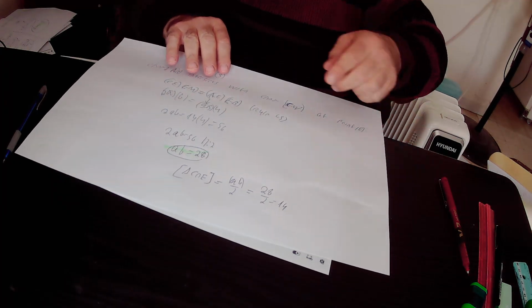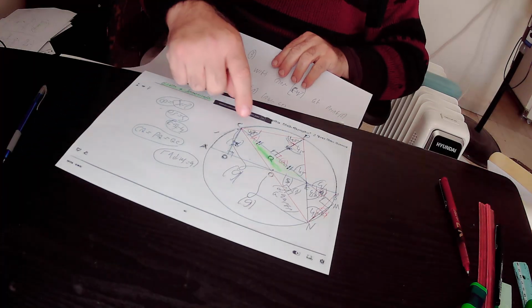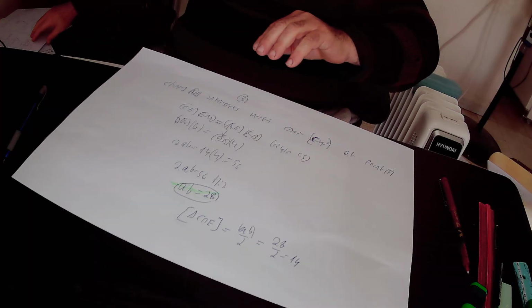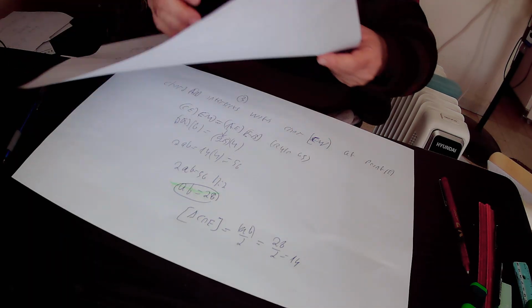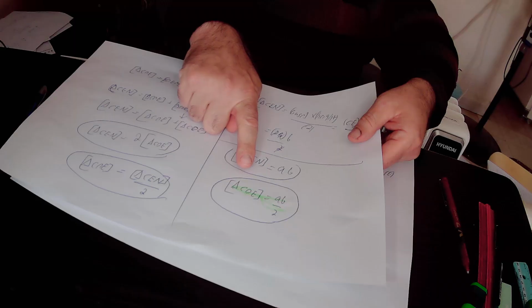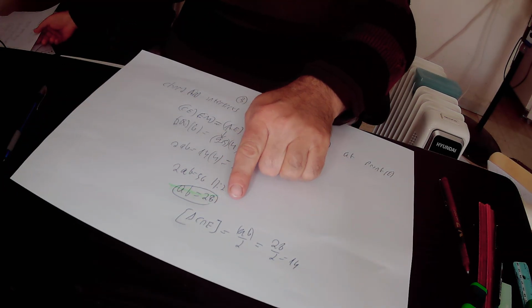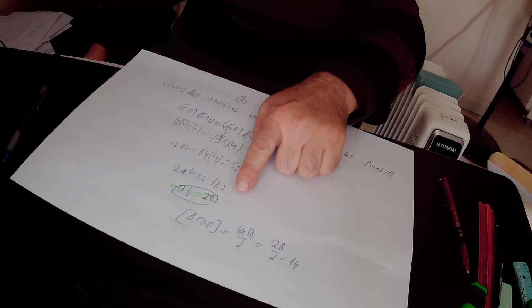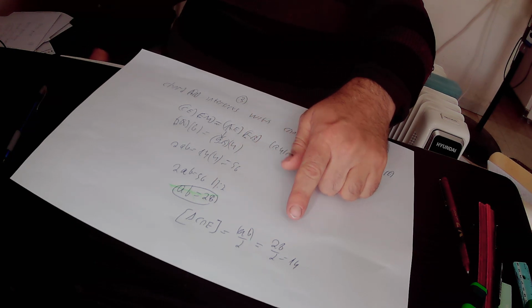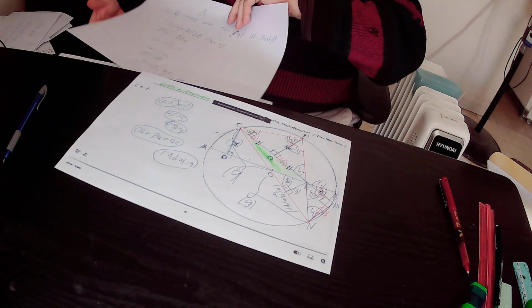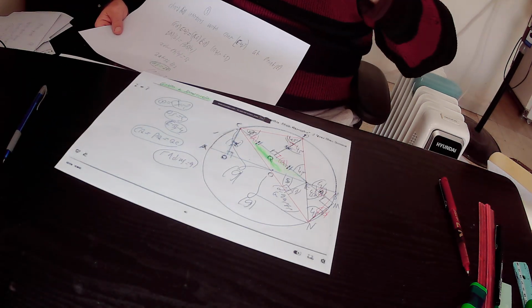We already found out that the area of the green triangle COE equals AB over 2. AB is 28, so we substitute AB by 28 over 2. 28 over 2 is 14. So the area of this green triangle COE equals 14 square inches.